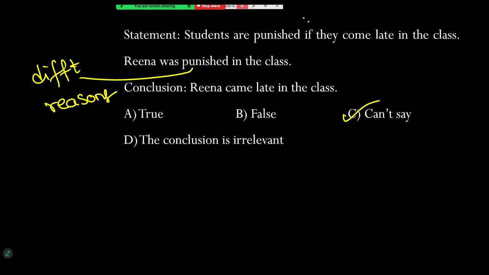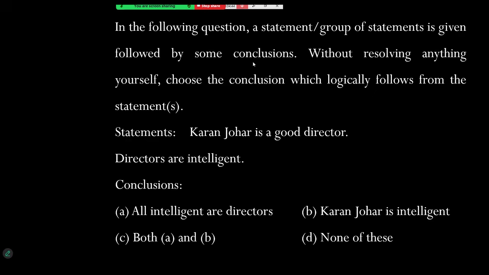This is definitely true if they mention students are punished only if they came late in the class. It is mentioned. Then Reena was punished in the class. Those two combined, I can say Reena came late in the class is true. But now, Reena came late, that's why punished, that's one reason. Or Reena maybe did some other wrong things, that's why punished. So I cannot say whether the conclusion is true or false. I cannot say, that's the answer to this question. Now let's see about this one.